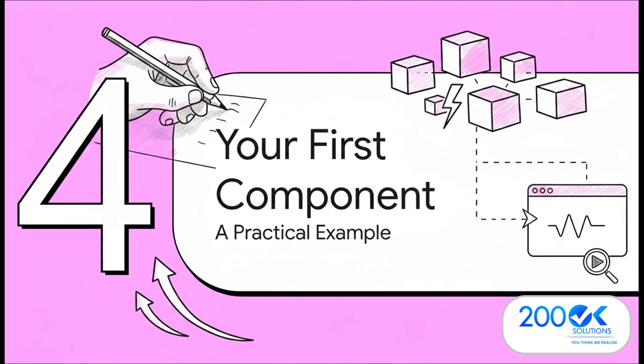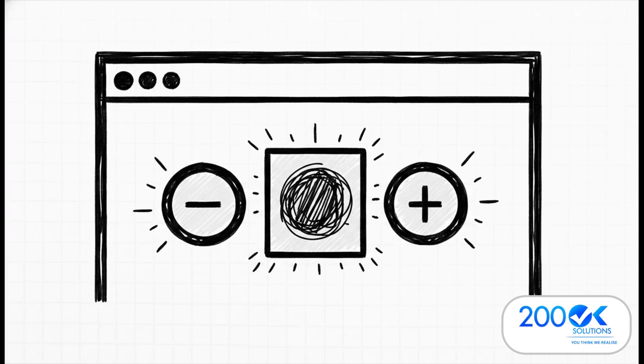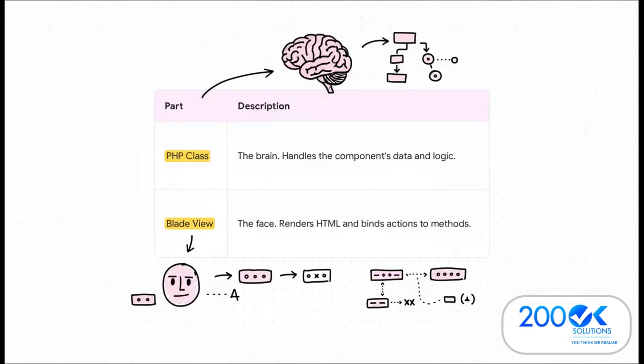Okay, so theory is great and all, but nothing beats seeing it in action, right? So let's walk through a super simple, practical example to see just how easy it is to get your first Livewire component off the ground. We're going to build the classic hello world of reactive UI. A simple counter. A plus button, a minus button, and a number. It's the perfect example because it shows you all the core moving parts of Livewire in the simplest way possible without any extra noise.